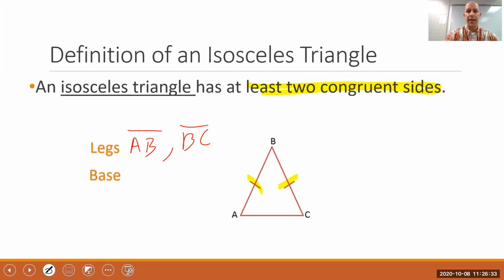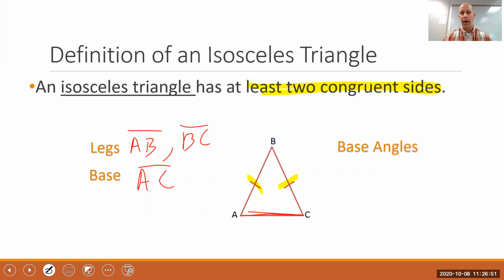The base is the non-congruent side. Now, it could be that this one is congruent to the other ones, but typically that's not the case. So segment AC is what we call the base. So the sides have special names: there are the legs of an isosceles triangle, and then there's the base.